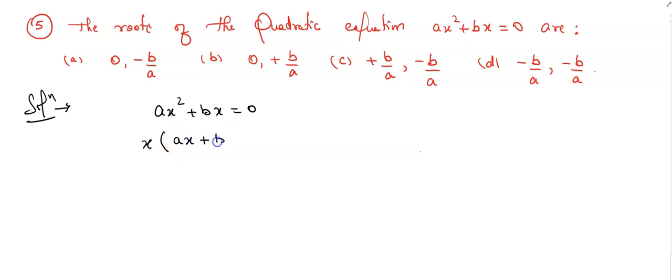Ax plus b is equals to 0. Here x square means we have taken one time x common. So a one time of x plus b is equals to 0. Now what is outside term? X. So x is equals to 0. What is inside term? Ax plus b is equals to 0. So we got one root, x as 0. So keep it as it is.